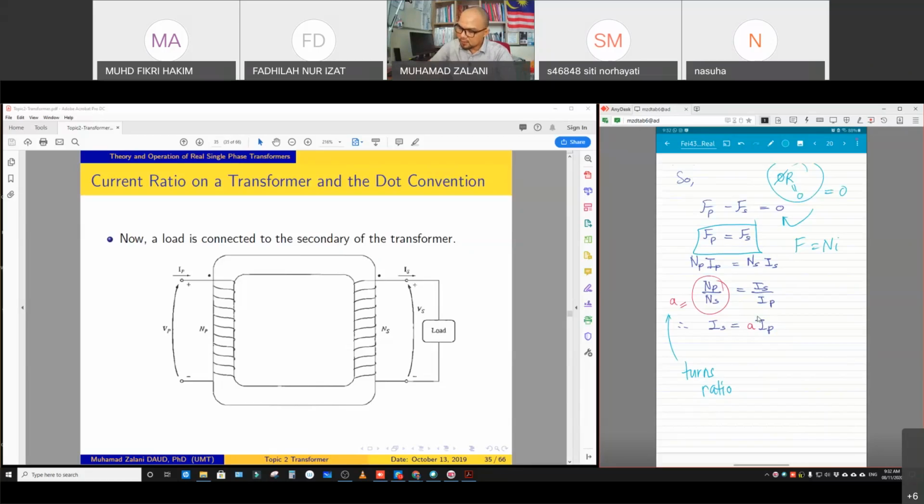And then we get the very similar equation to the ideal transformer. Similarly, for the real transformer also, we can use the same equation, which is Is equals to a Ip, right? So a is Is over Ip. But for a, for the voltage, it is Vp over Vs. Okay.